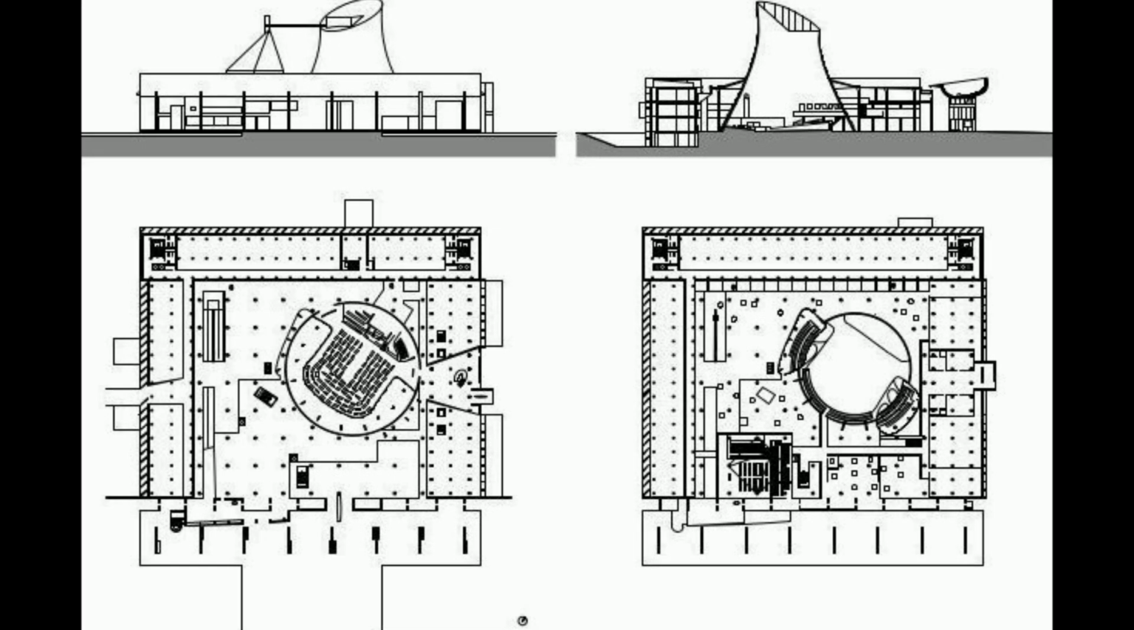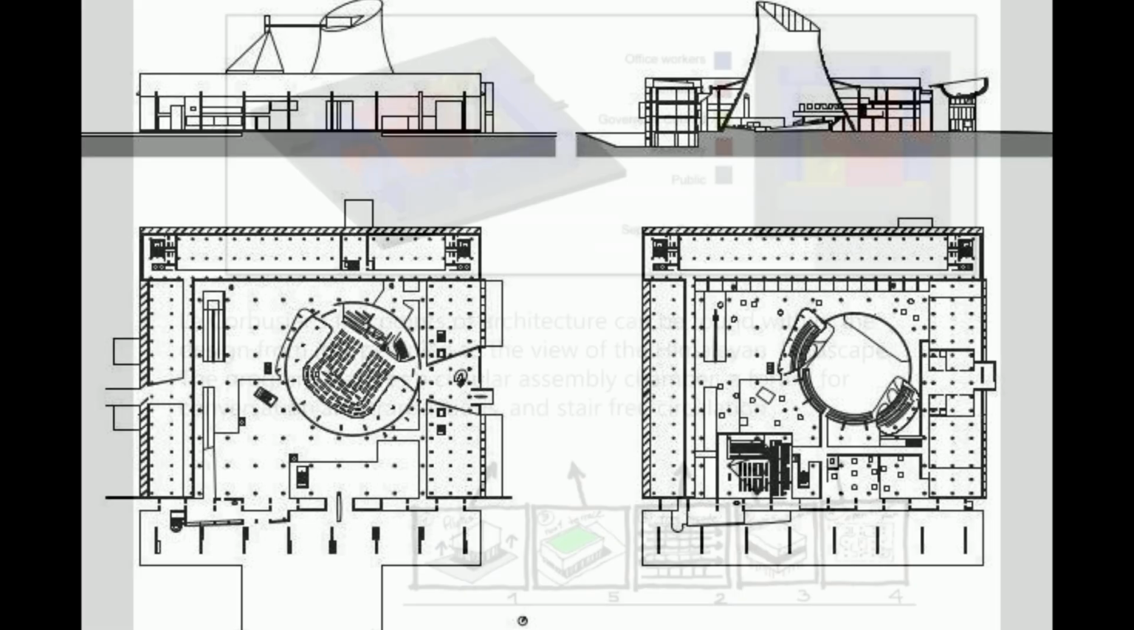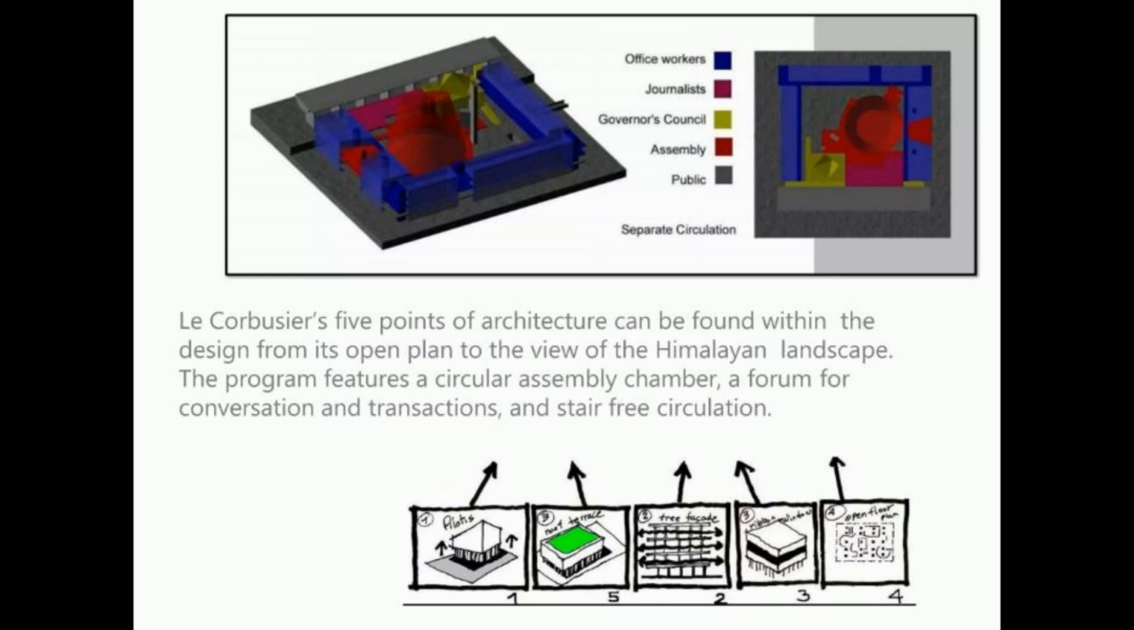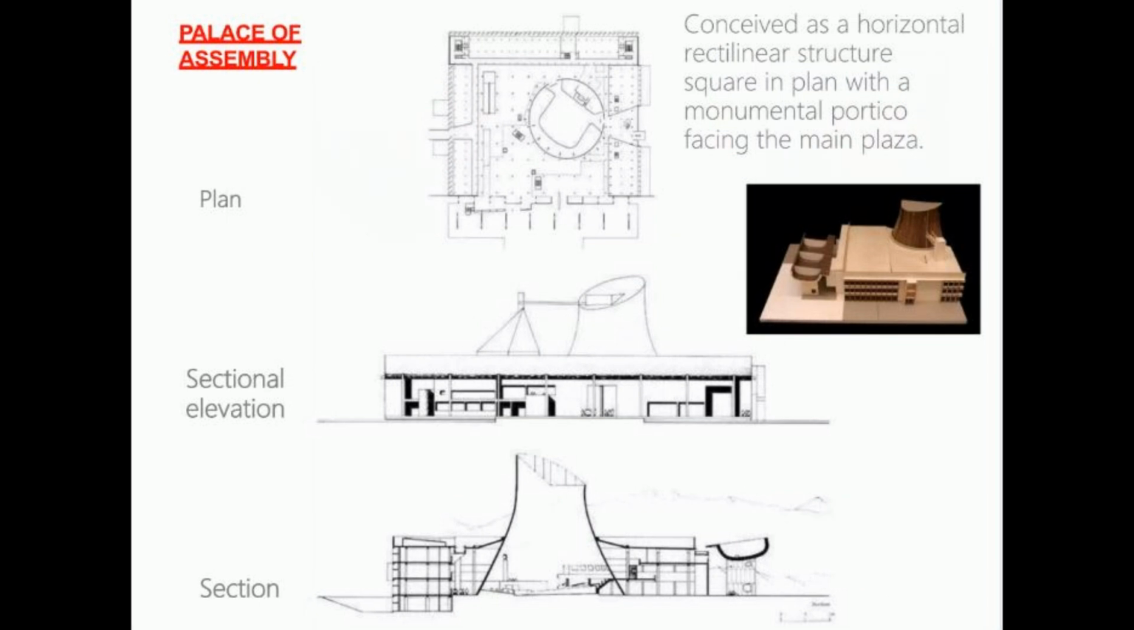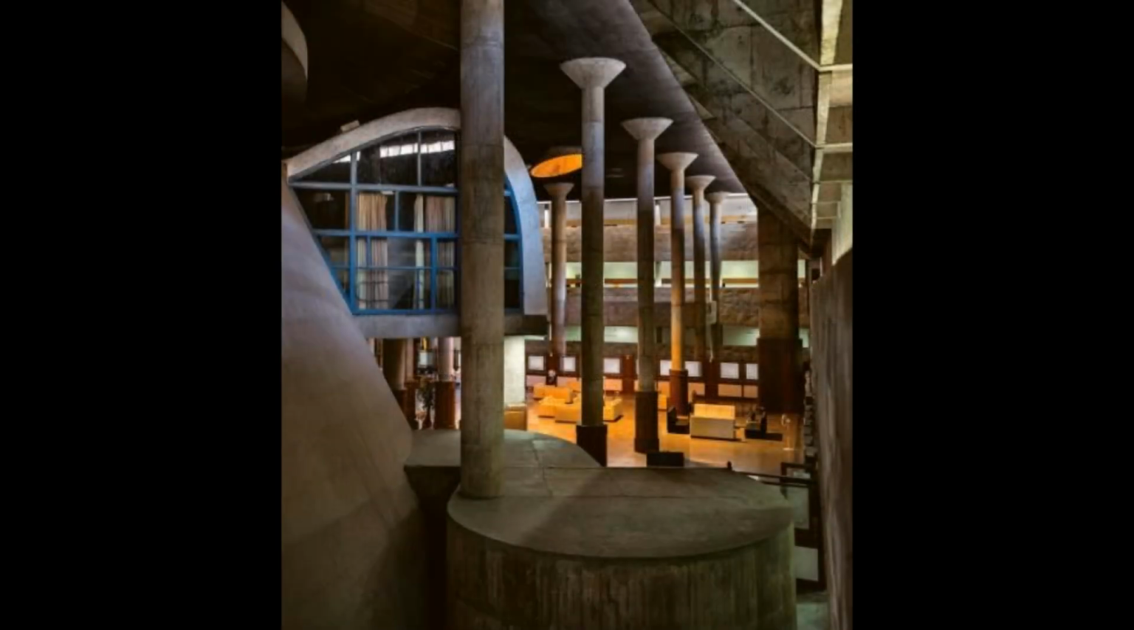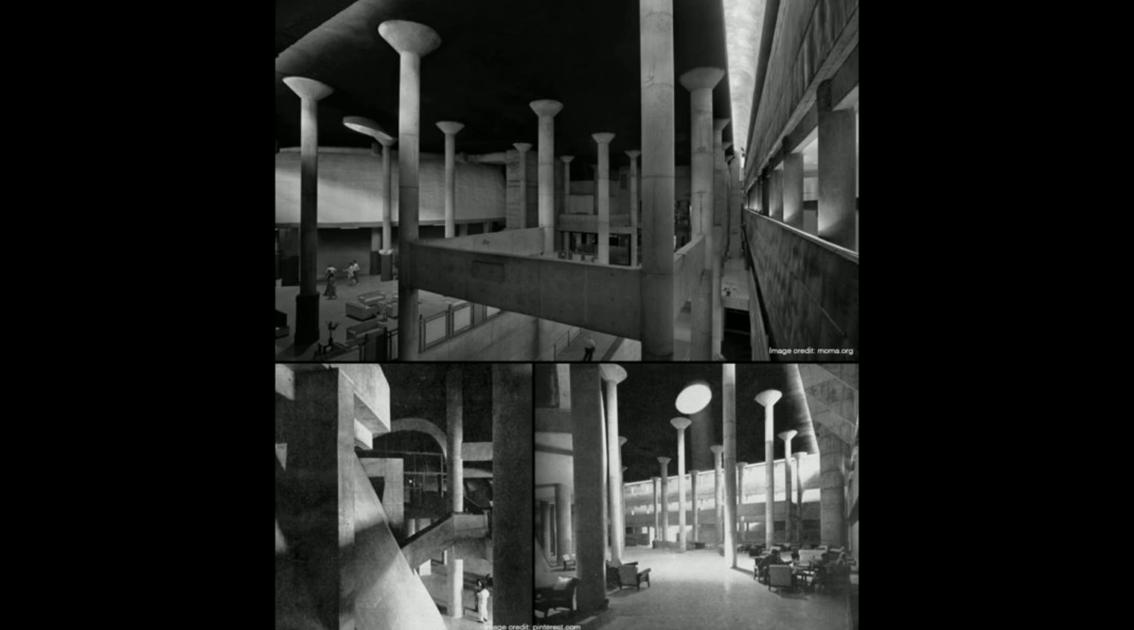When it was completed, the Palace of Assembly sparked mixed reactions. Many saw it as a pioneering work, an embodiment of post-independence India's aspirations for a modern, just society. Le Corbusier's use of raw materials and dynamic forms resonated with those who viewed Chandigarh as a new, progressive capital, a bold departure from tradition.